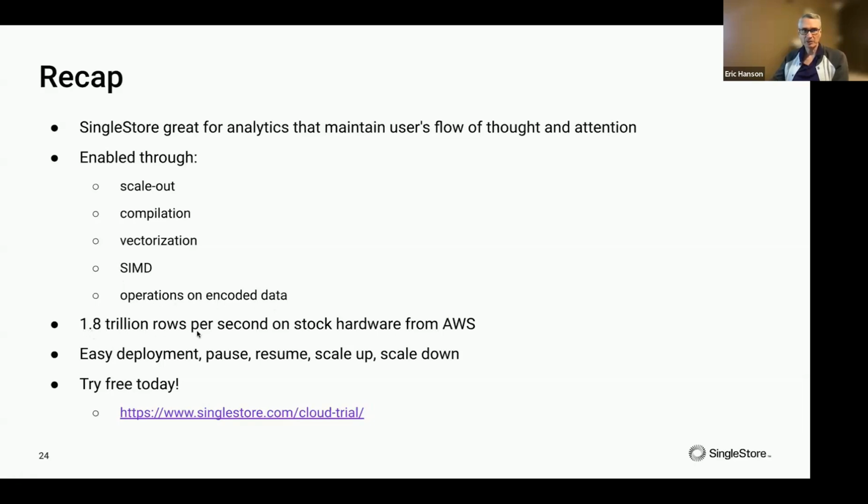And we got 1.8 trillion rows per second scan rate on stock hardware from AWS. This is the standard hardware that anyone will get when they create an S128 workspace.